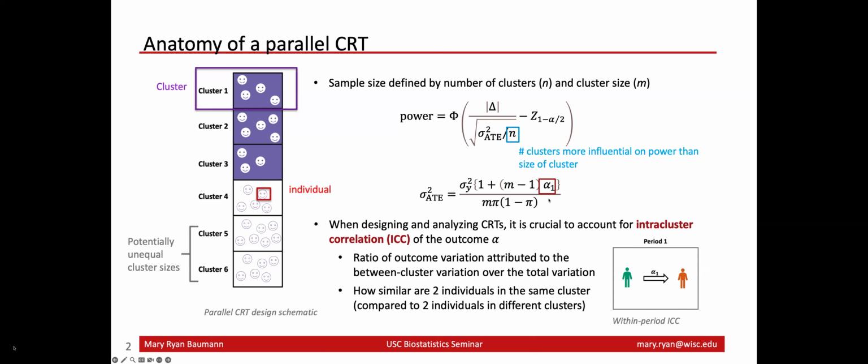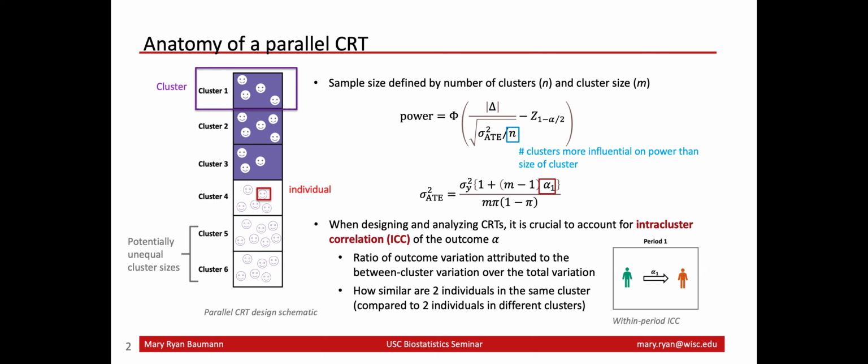One of the other things you'll also see that plays a role in these power calculations and the variance of our average treatment effect is parameter alpha here. And that alpha parameter is what we call the intercluster correlation, or essentially the ratio of the outcome variance that's attributed to between cluster variation over the total variation. Or you can think of it as how similar are two individuals in the same cluster compared to two individuals in different clusters. So this is our measure of how clustered our data is.